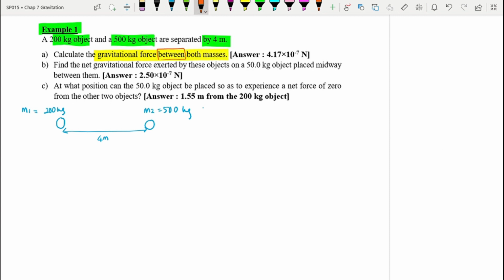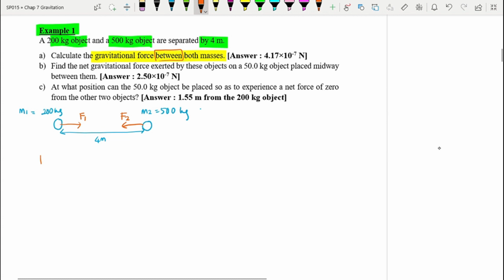Okay, kita tahu setiap objek ni akan experience force. So yang pertama kita label as F1 lah contoh, dan yang kedua kita label as F2. Okay, ini adalah attractive gravitational force. So awak nak kira F1 boleh, nak kira F2 pun boleh. Tak kisah. Yang penting kita nak tahu berapa nilai gravitational force between these two masses.